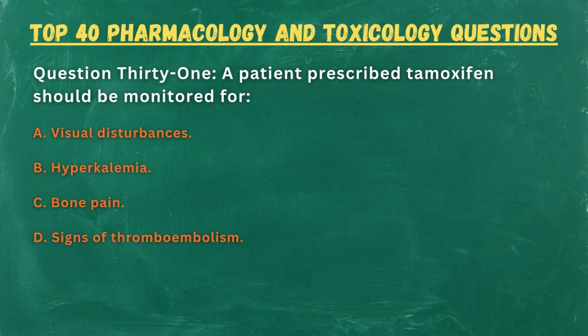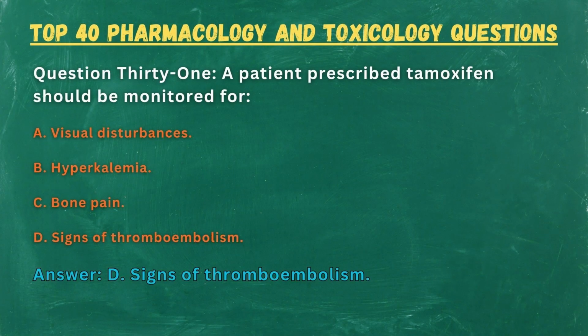Question 31. A patient prescribed tamoxifen should be monitored for A. Visual disturbances. B. Hyperkalemia. C. Bone pain. D. Signs of thromboembolism. Answer: D. Signs of thromboembolism.